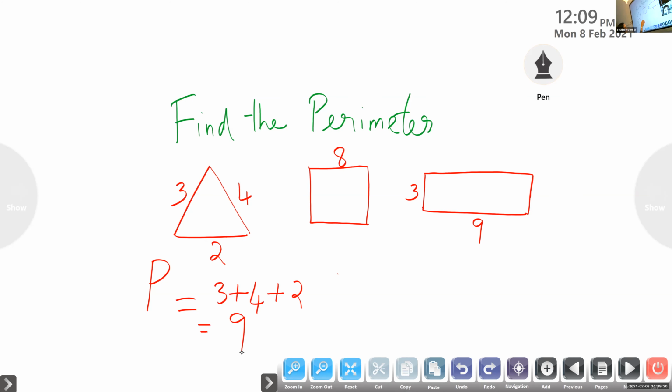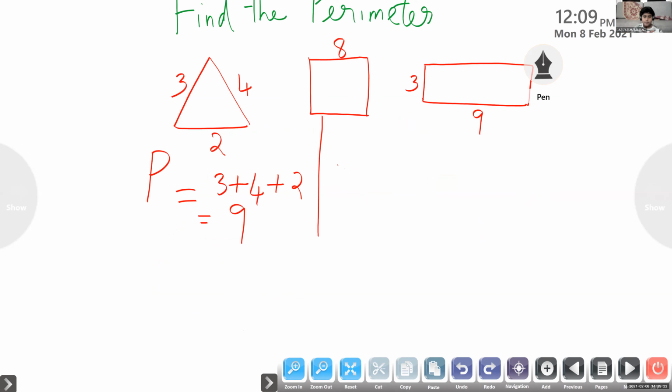Okay. Here, square, children, you will do with the formula. P is equal to... Isha, can you say the exam question number 2? The formula for square perimeter is 4 times side. Okay, 4S.